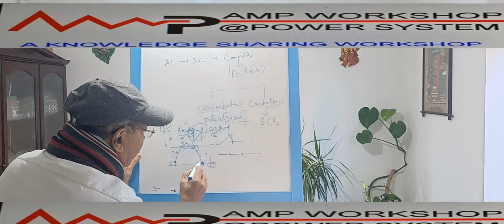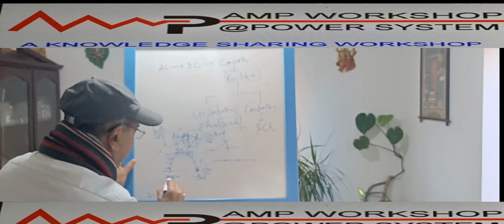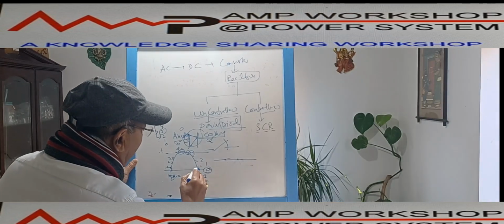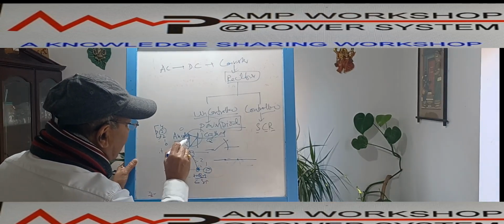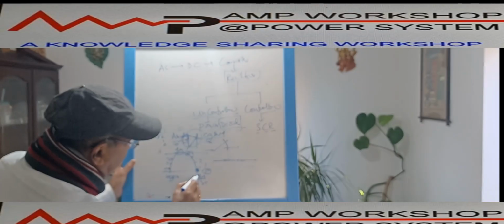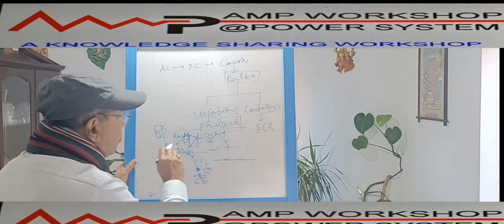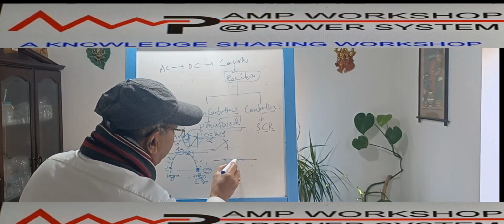Suppose this is 0 seconds and this is 6 seconds. After 6 seconds the anode voltage becomes 0, or there is no voltage, and the cathode is also 0. So there will be no conduction. That means the switch gets open.